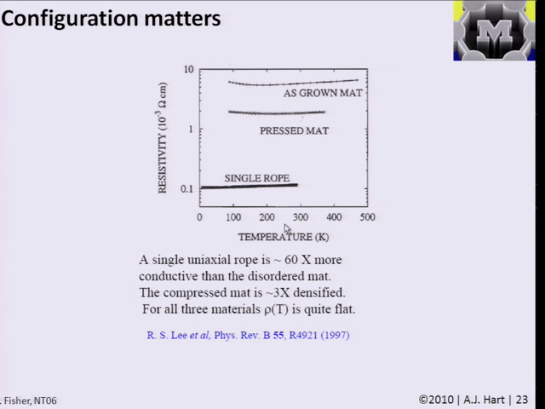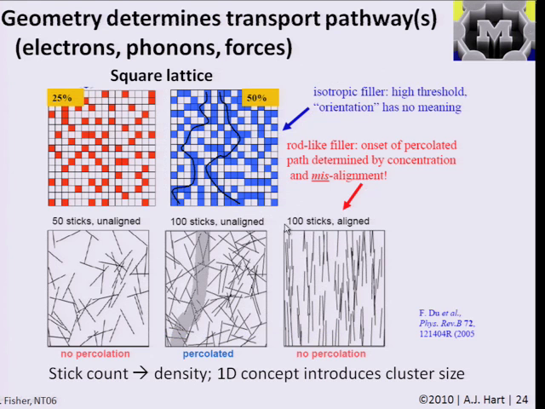So they were able to improve this by a further factor of 10, or show that where you had transport through the individual structures dominating or being better, then you had a better conductivity in the final material. So in all of these cases, the final configuration that you make is going to be important. And the geometry of the structures in that configuration is what's going to determine the transport pathway through the material.